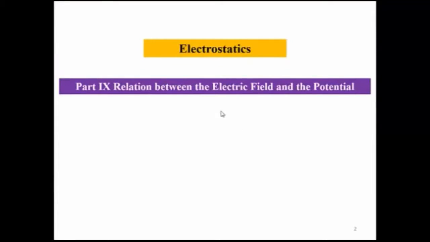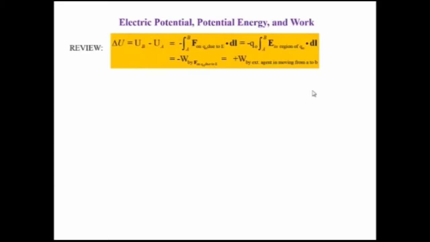Well, we'd like to see how to find the E field if we know the potential. To start with, we have to review a little bit just so we remember what these quantities mean. We get the electric potential by starting with the potential energy. And if you remember, we derived the difference in potential energy between 2 points.